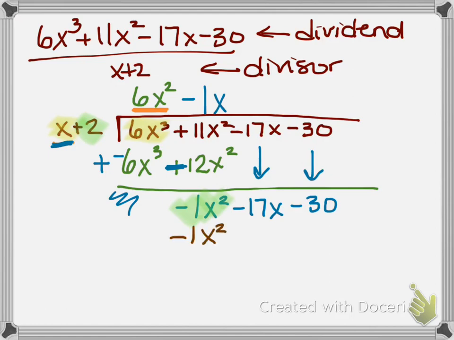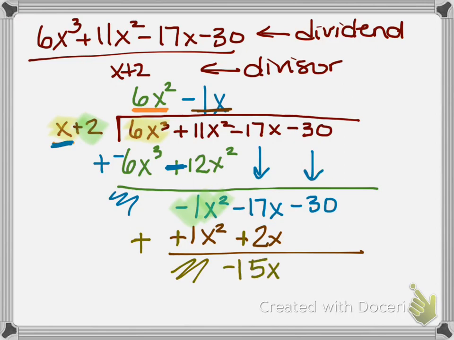And then you have to do the negative 1x times positive 2, so that's negative 2x. Remember, we are subtracting, so I'm changing subtraction to addition, change the signs. So negative 1x squared plus 1x squared cancels, just like I needed. Negative 17x plus 2x is negative 15x. Bring down negative 30. Go again.